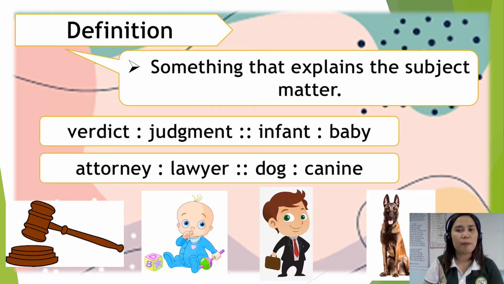So, a verdict, by definition, is a judgment. An infant, by definition, is a baby. Another example: attorney is to lawyer, dog is to canine. It means that an attorney, by definition, is a lawyer, and a dog is a canine. All right.